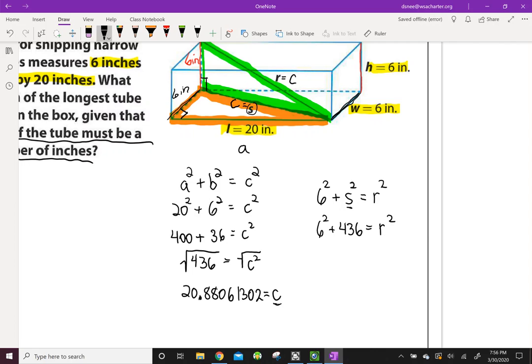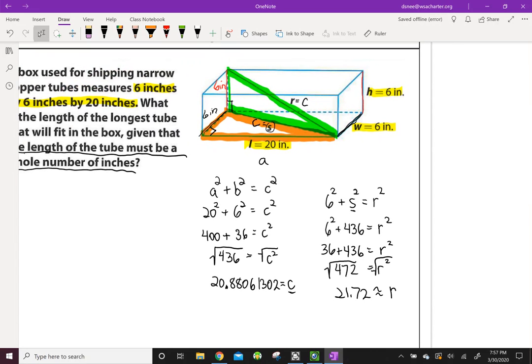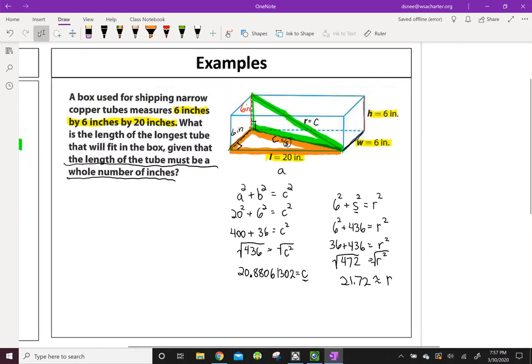And 6 squared is 36. And 36 plus 436 is 472. Then I'm going to have to find the square root of that to find the length of R. Second, x squared, 472, enter, 21.72. So if I take the square root of both of these values, I get 21.72, approximately being the length of R, or the diagonal from corner to corner across that rectangle.